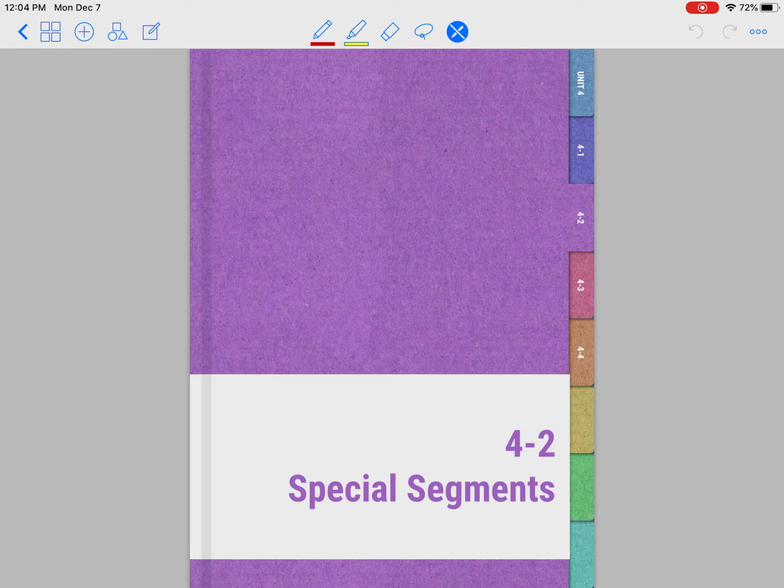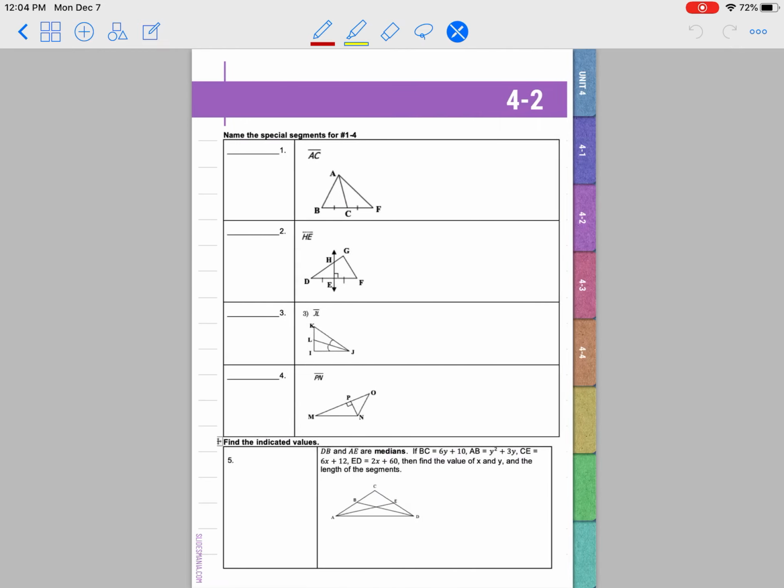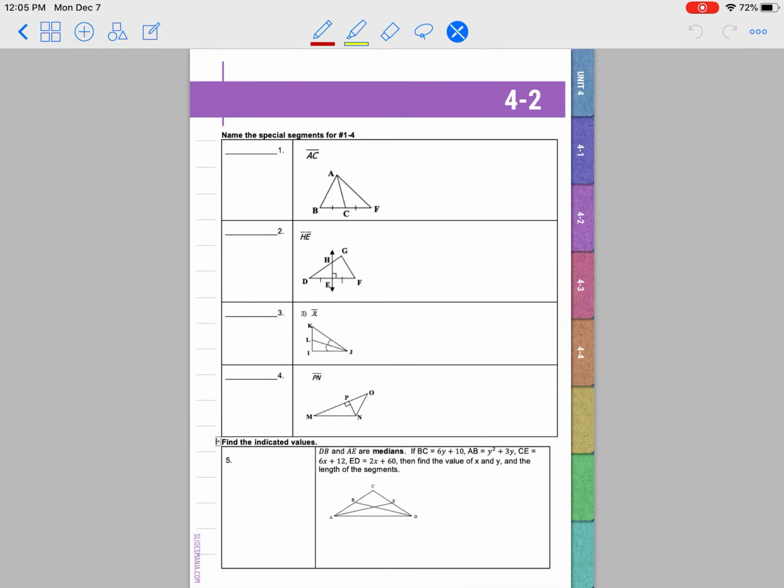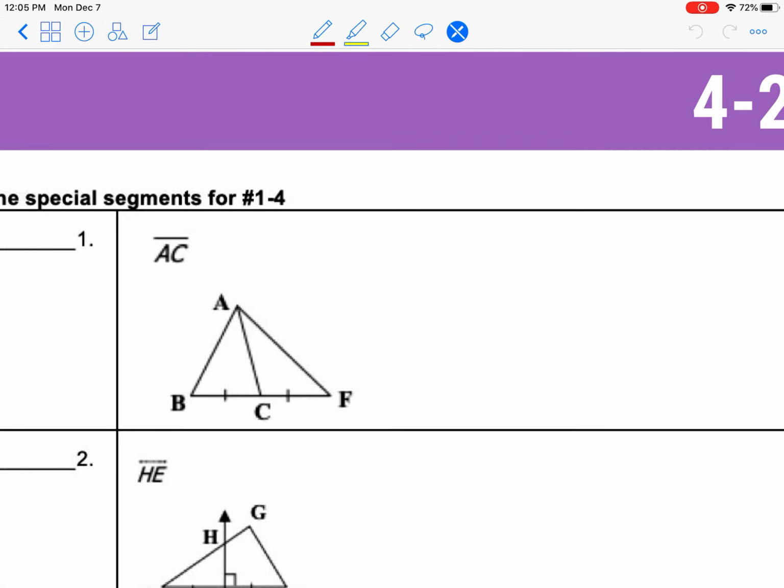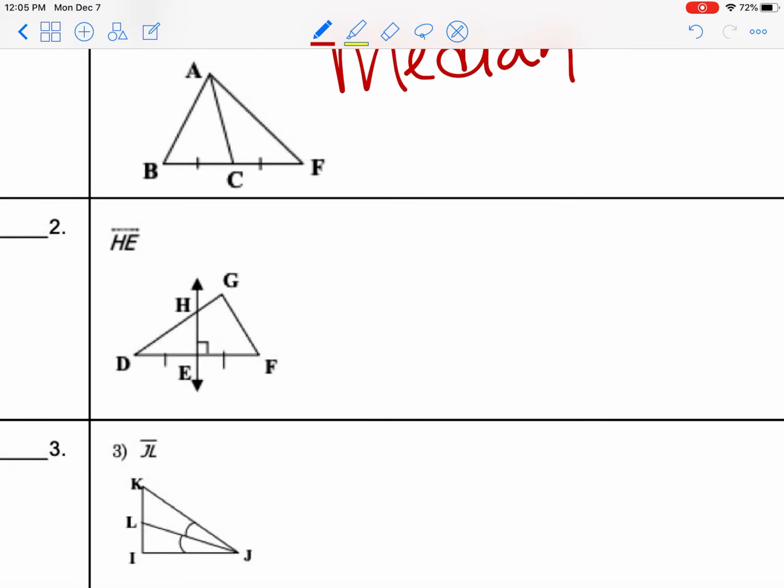Okay, 4.2 special segments. So we've already covered bisectors, so the perpendicular bisector and the angle bisector. Now we're going to concentrate on altitudes and medians. And so just as a quick little refresher here, let's go over our 4 words once again. So on number 1, if all you see is that BF has been cut in half and it's connecting the midpoint C to the opposite vertex, then this is a median.